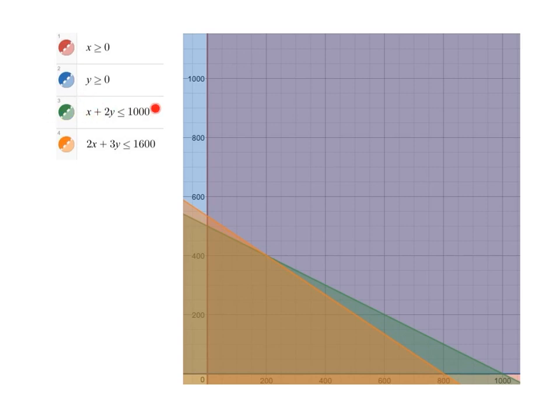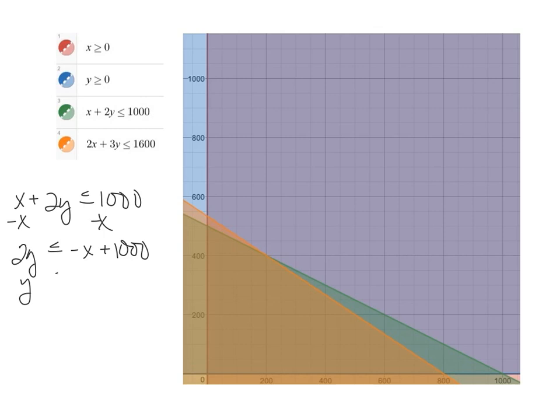Then in green, I shaded the first equation, which I always tell you guys to put in slope-intercept form. So x plus 2y less than or equal to 1,000. Subtract x from both sides. I have 2y is less than or equal to negative x plus 1,000. Divide everything by 2. Y less than or equal to negative 1/2 x plus 500.